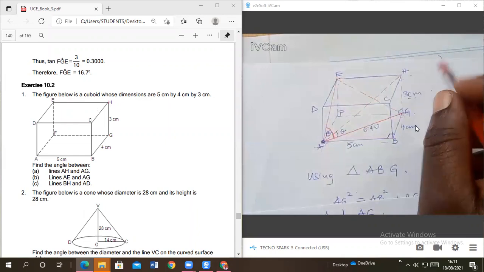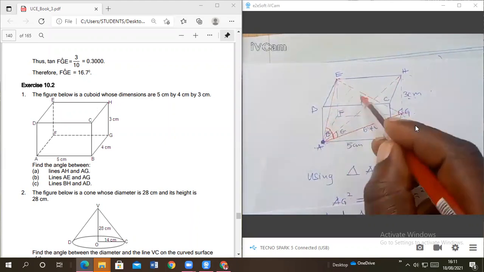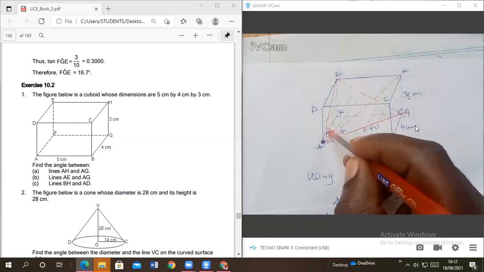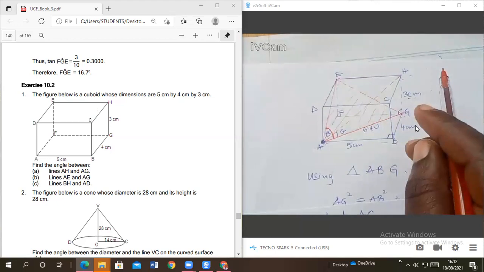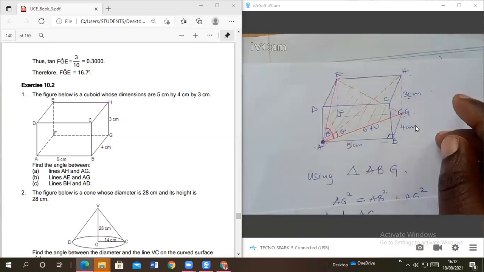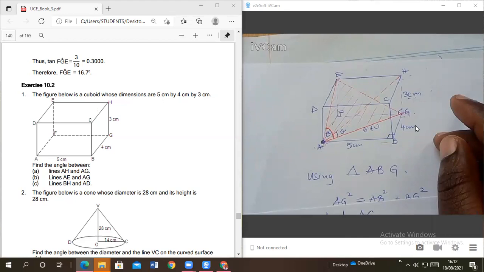Are we together? Are you seeing these two? Leave this one now because this one was for the other diagram and we finished. But I'm talking about this. Do you see this triangle that I'm shading? Are you seeing it? Yes. So at that point, we must find the angle between those two lines. How do we find the angle between those two lines? How do we find the length AE? Members, how do we find the length AE is the question.